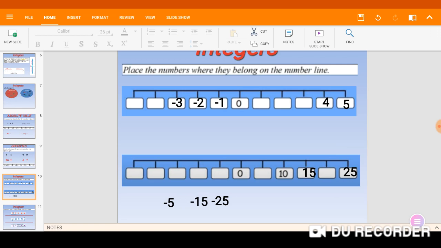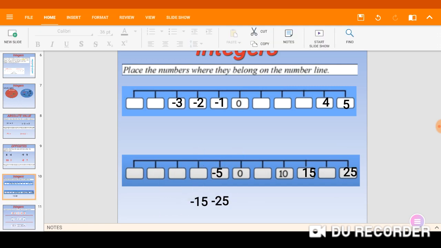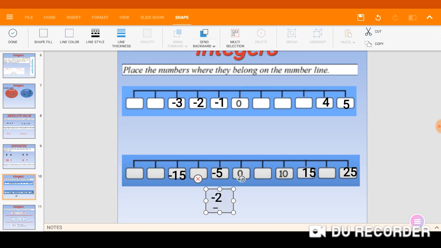The negative number after 0 on the left-hand side will be negative 5 because the scale is 5. So on the left-hand side, we'll start from negative 5. Then add negative 5, so it's negative 10. We don't have negative 10, so leave the second position. Then negative 15. Yes, we have this negative 15. Negative 20, leave it. Then the last one, negative 25. Now we have finished the example.